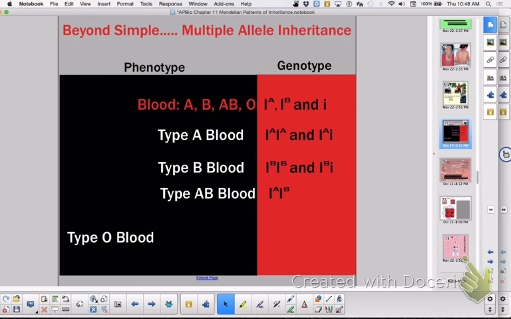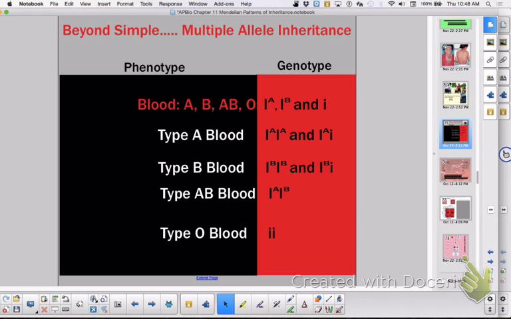What do you think type O blood is? No antigens. Okay, and what would be the genotype for no antigens? Little i, little i. Okay, so when you talk phenotype, that's when you say A, B, AB, O. When you talk genotype, these are your actual combinations of alleles.